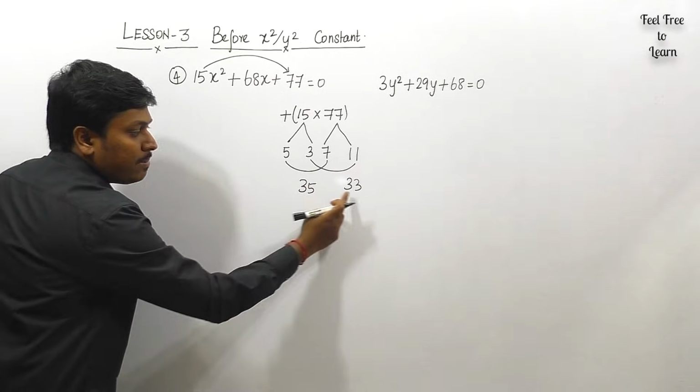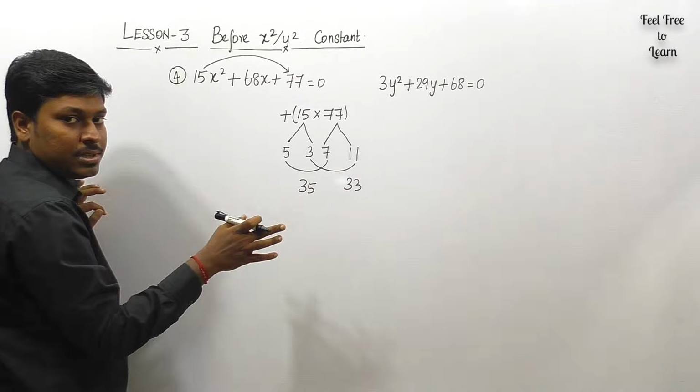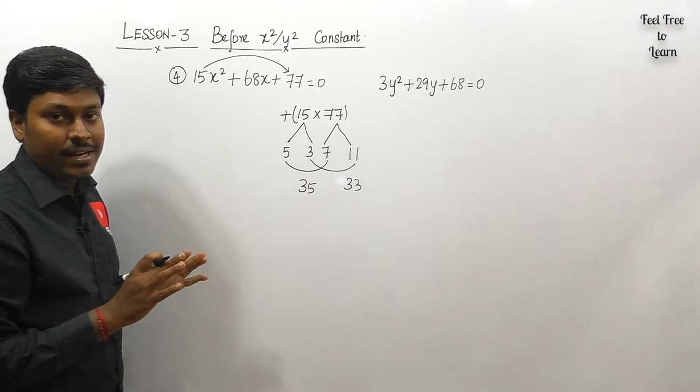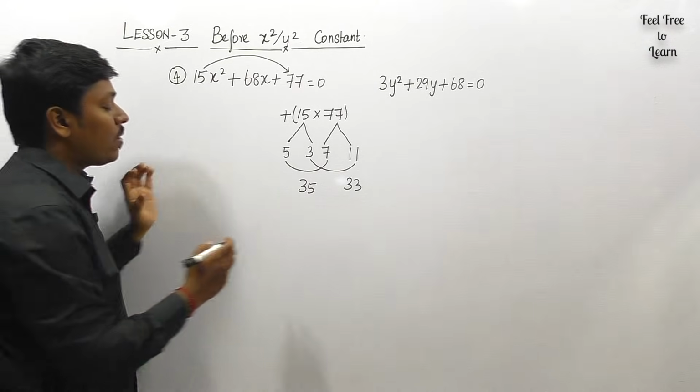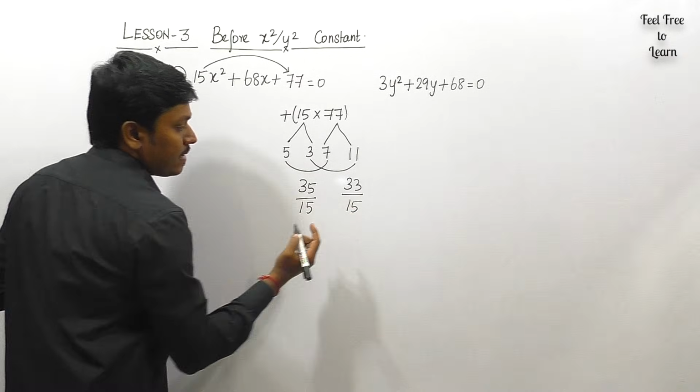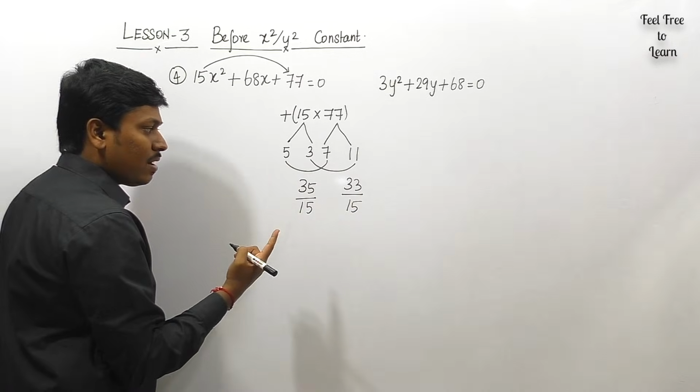So when we multiply both the numbers, the resultant will definitely be positive. When we add both the numbers, the resultant will be 68. So finally we got the factors. But before x square, we have a constant 15. So divide this by 15 and divide by 15. I think we can cancel this on 3 table, right?